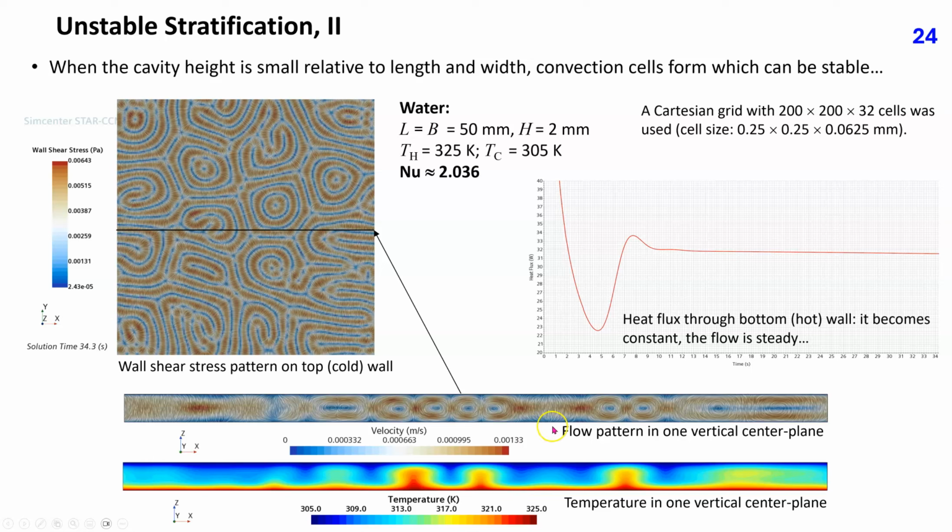These two plots show flow pattern and temperature distribution in one vertical section plane. Where the plane cuts across convection cells, we can see how water circulates, with hot blobs rising up and cold blobs falling down.